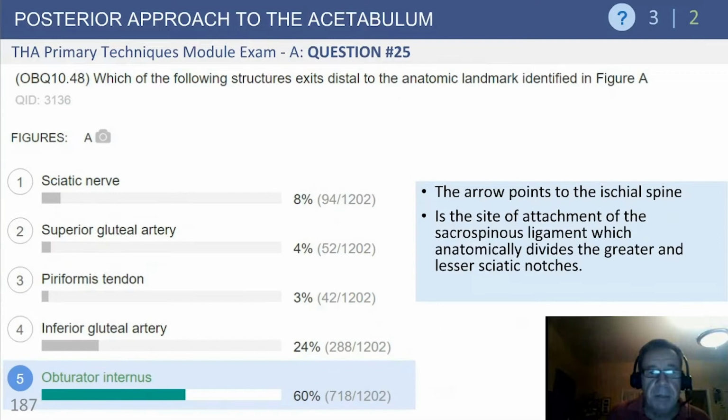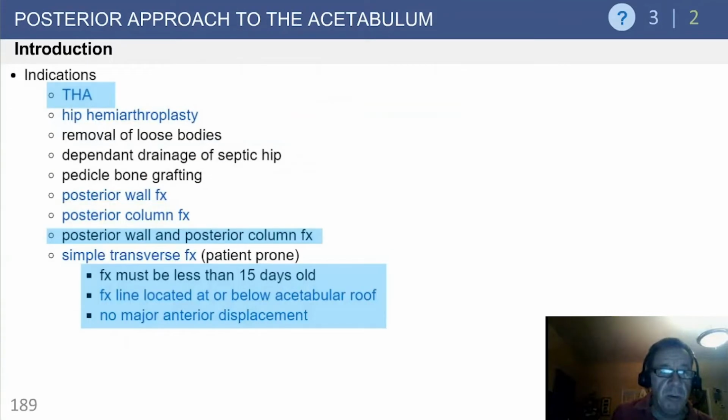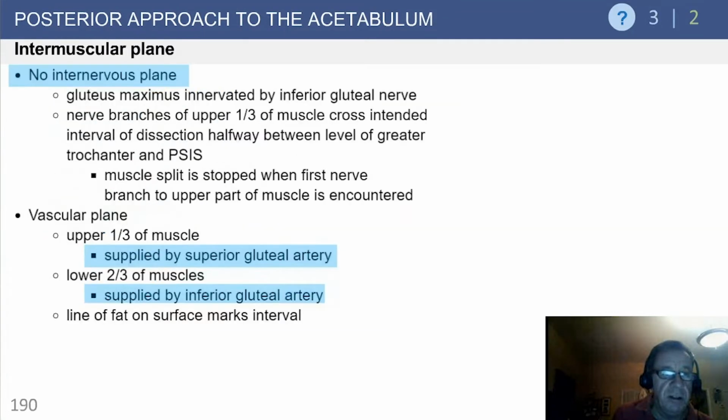And again, the arrow points to the ischial spine, which is the attachment site of the sacrospinous ligament, and again divides the greater and lesser sciatic notches, as well as the origin of the obturator internus. Just again summarize the Southern and Coker-Langenbach approaches. It's basically identical to what we talked about regarding the approach to total hip replacement. So I think we can go over this relatively quickly.